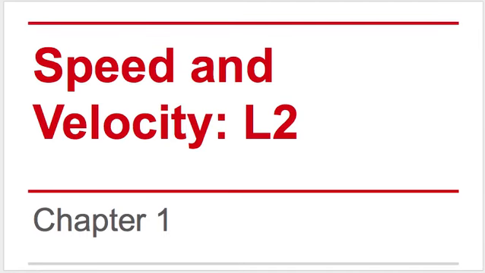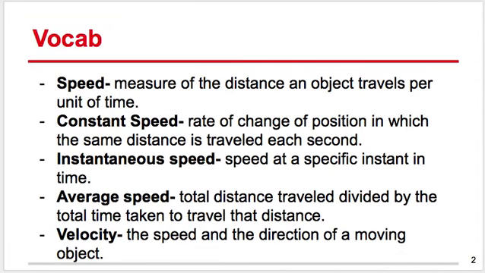Alright, lesson 2 in chapter 1 is going to be over speed and velocity. Those are two different things. It's going to be important to remember that. Vocab: speed is a measure of the distance an object travels per unit of time. That unit of time piece is going to be very important.